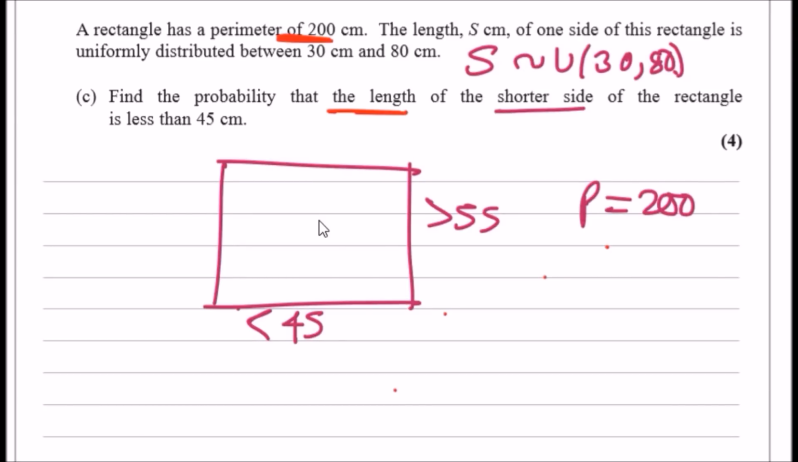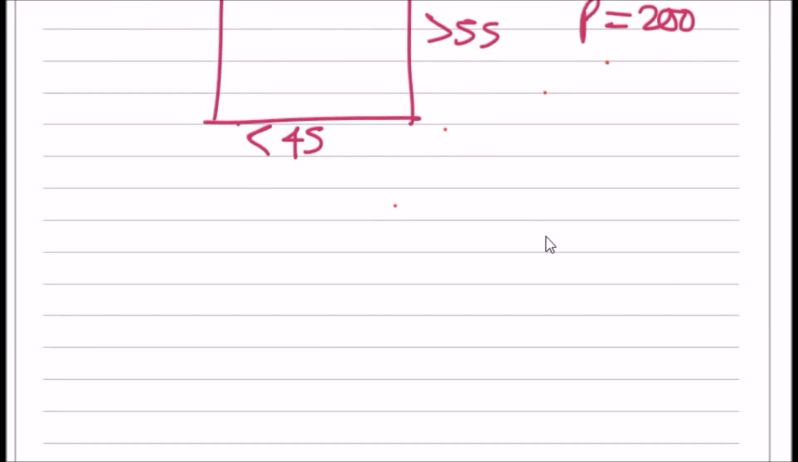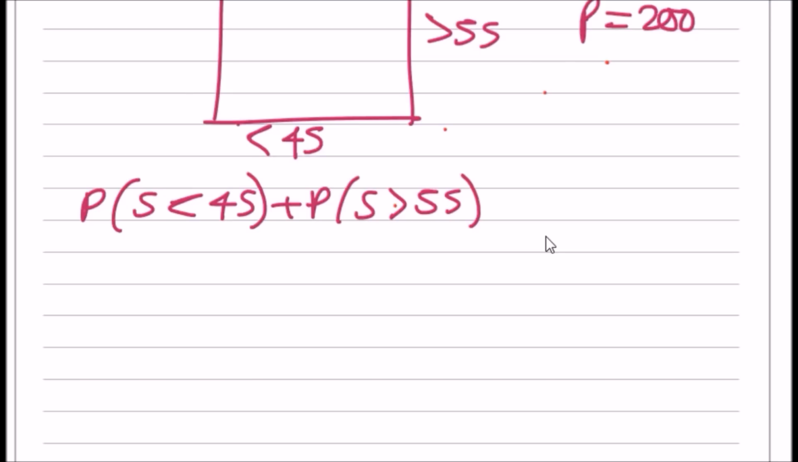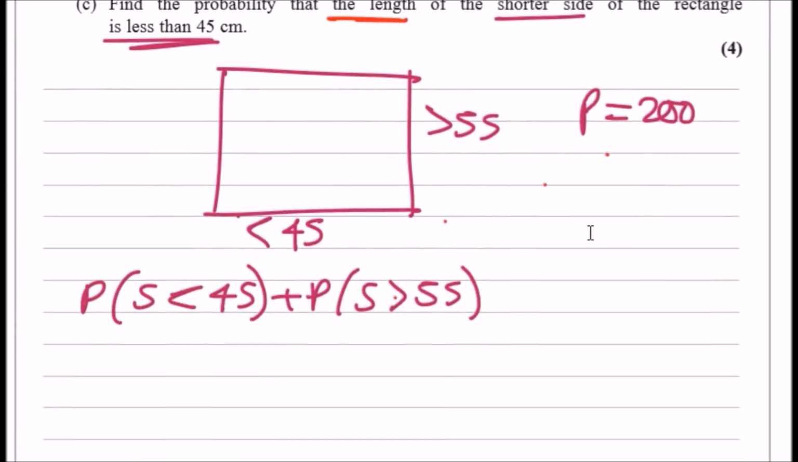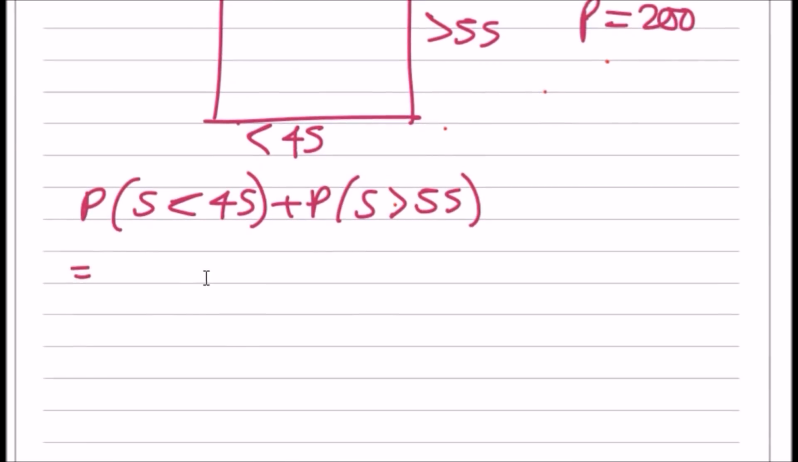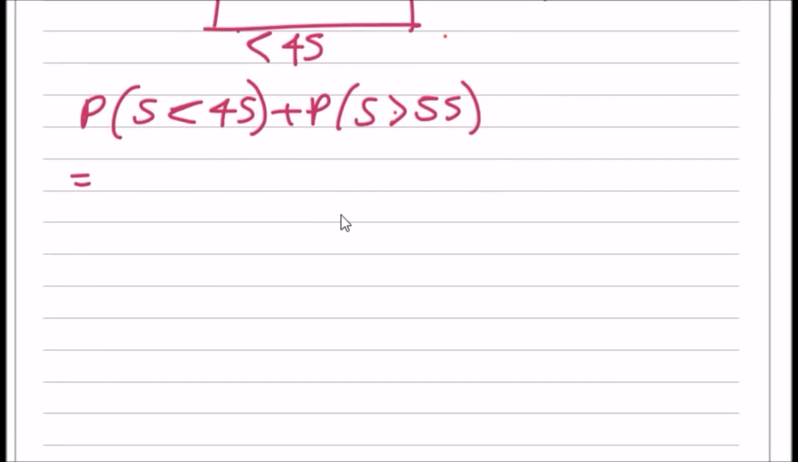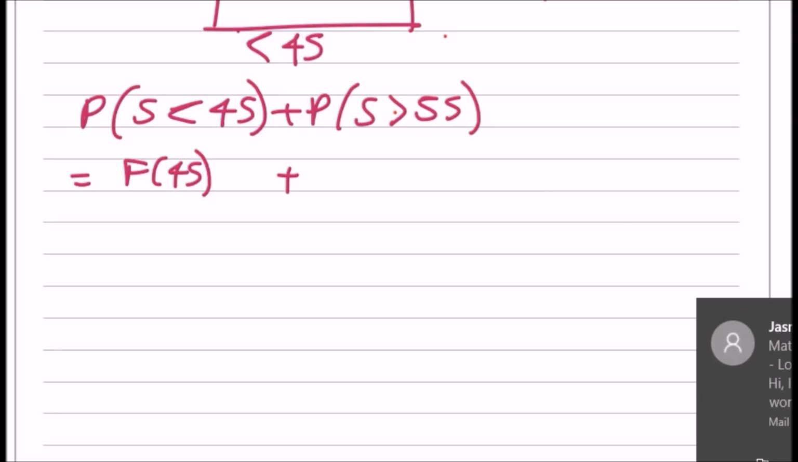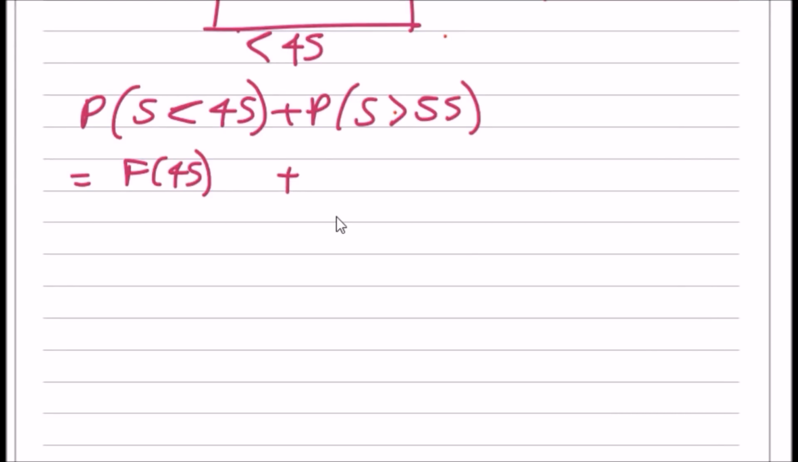So effectively, to guarantee this statement, we need to ensure that this probability and this probability both hold to guarantee 200 centimeters. So let's say that. We can say find the probability that s is less than 45 plus the probability that s is greater than 55 centimeters. We ensure that we're going to have 200 centimeters. Now what is this? This is just simply the uniform cumulative function. With the parameters 30 and 80, we can express this one as F(45) plus, and this is actually 1 minus F(55).